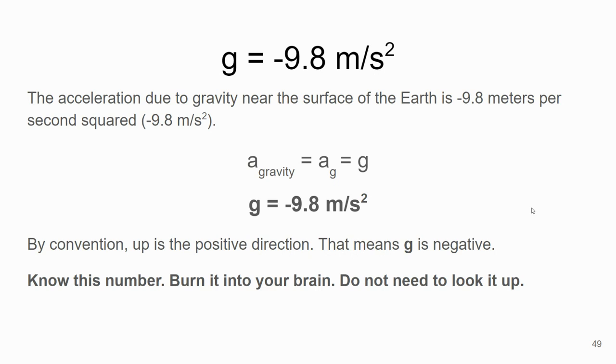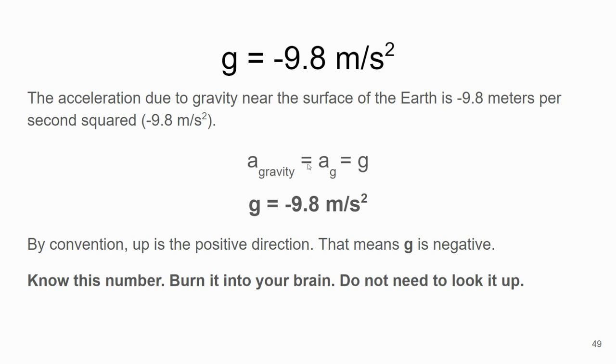So here's a new term. Little g. Little g is equal to minus 9.8 meters per second squared. This is the acceleration due to gravity near the surface of the Earth. So little g is an acceleration.